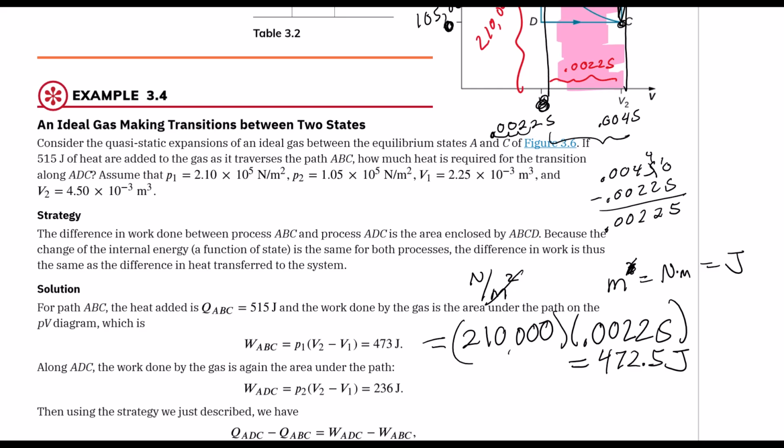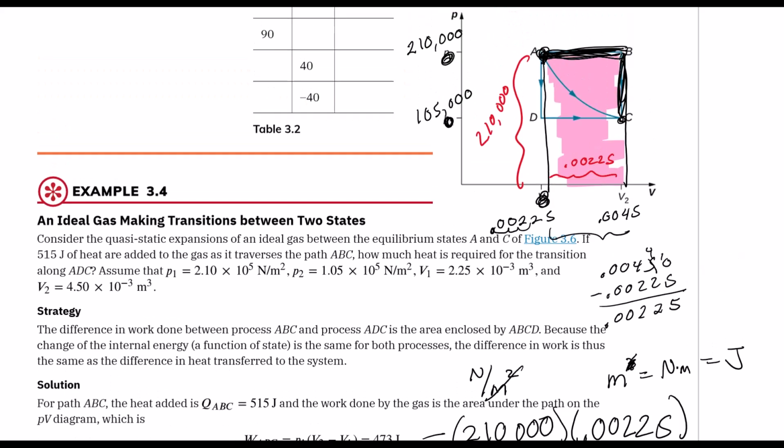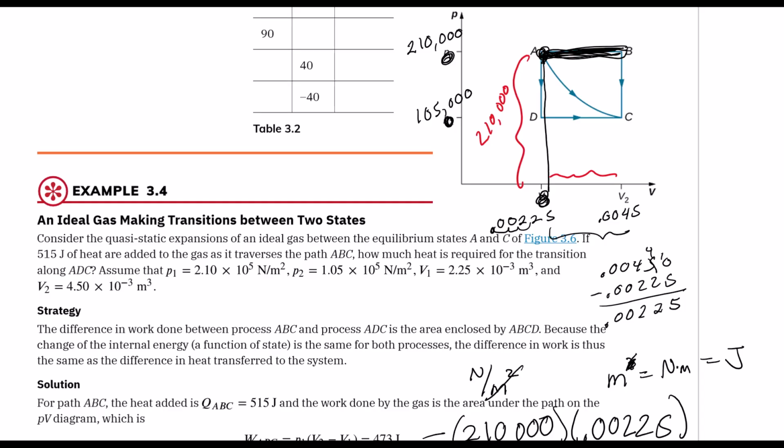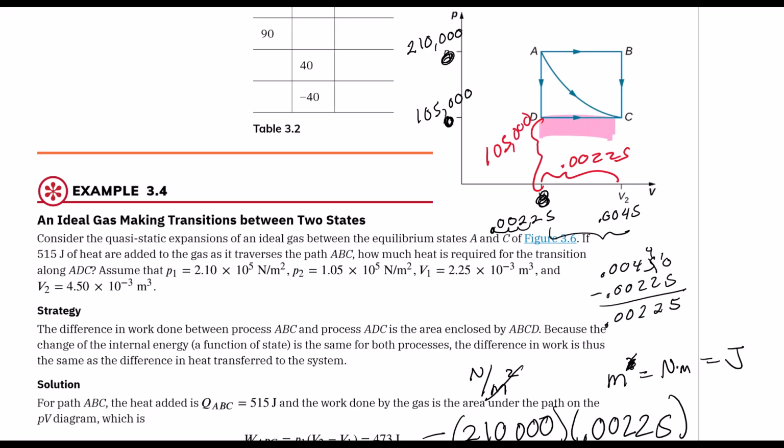How much heat is required? 515 of heat is added to the gas as it traverses that path. Now I need to find the work done along ADC. I'm going to erase my picture. ADC is basically the same thing, 0.00225, but now the pressure is just 105,000. So I'm really just finding this area here.